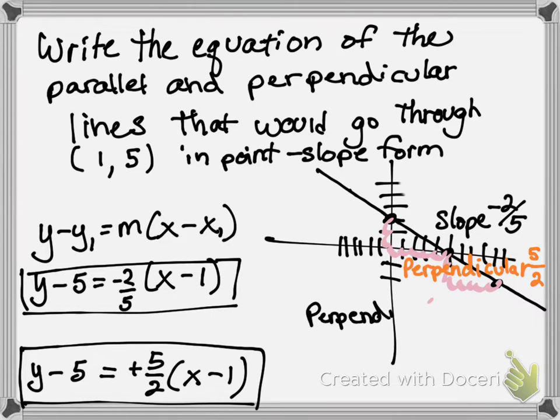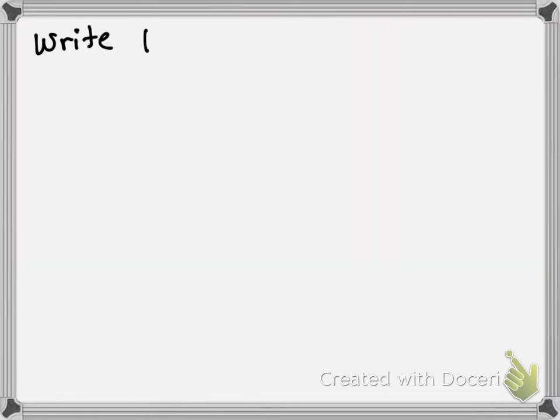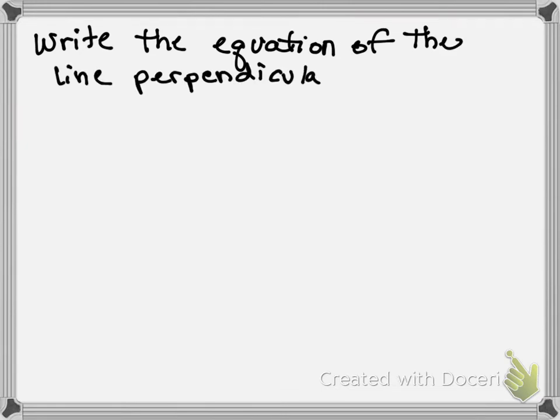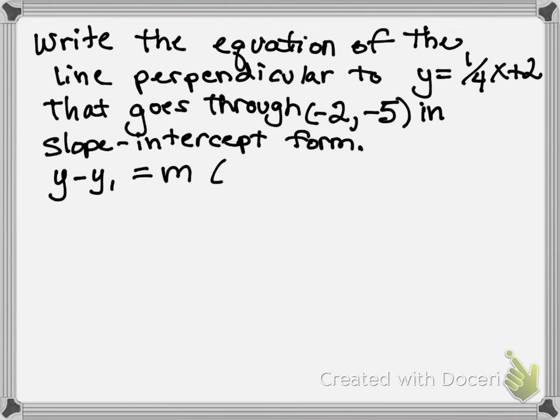All right, on the next problem, we're going to change it to slope-intercept form when we're done. So we'll do the same thing, but it'll have one additional step. So we're going to take the x and the y coordinate that they give us, and then we're going to borrow the slope from the original line. So this says write the equation of the line perpendicular to y equals 1/4 x plus 2 that passes through (-2, -5) in slope-intercept form.